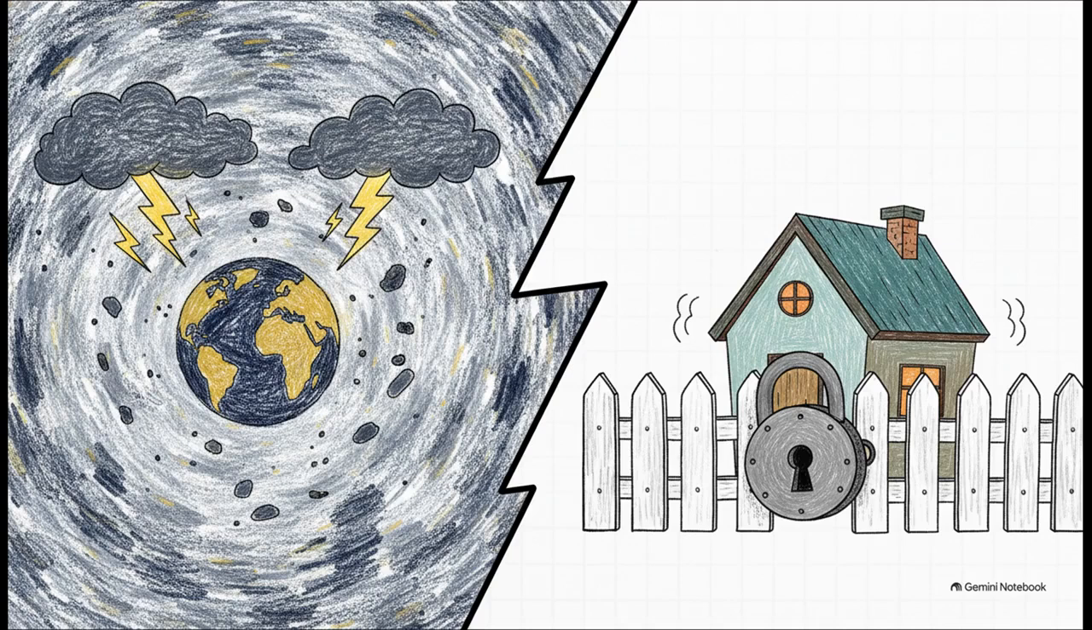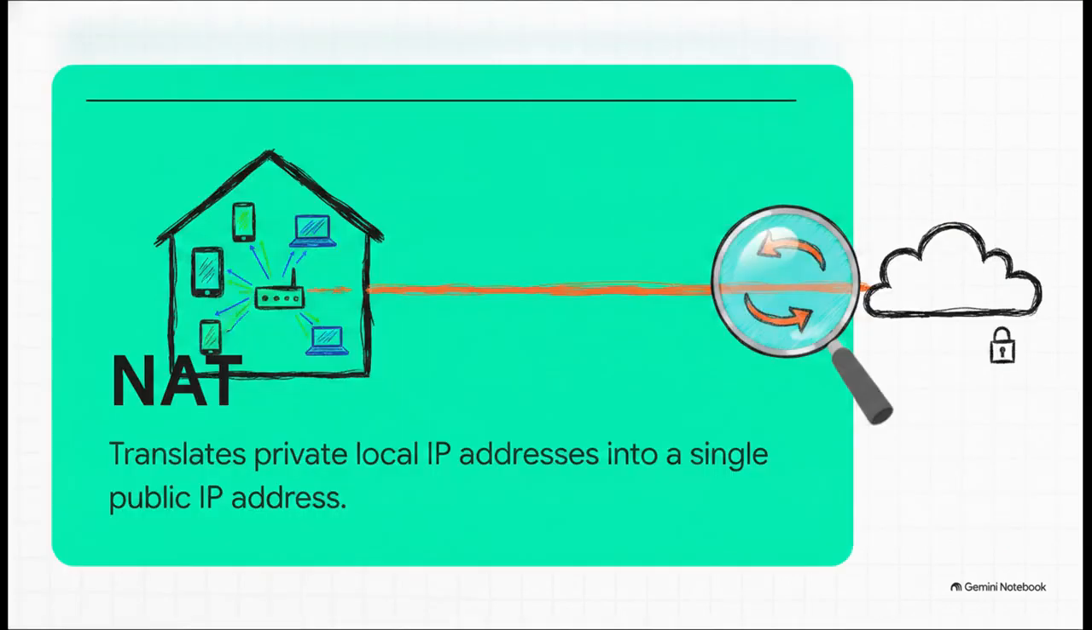Ranges like 10.0.0.0 or 192.168.0.0 are completely non-routable on the public internet. They're safely tucked away. But wait a second, if private IPs can't route on the public internet, how is your phone connecting to the web from your home Wi-Fi right now? Well, the answer is NAT, or Network Address Translation. And NAT is an absolute game changer. It basically takes all the private local IP addresses inside your house and translates them into just one single public IP address when they need to talk to the outside world.